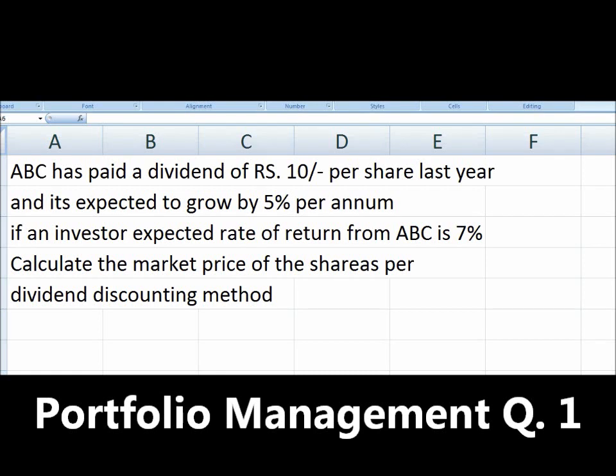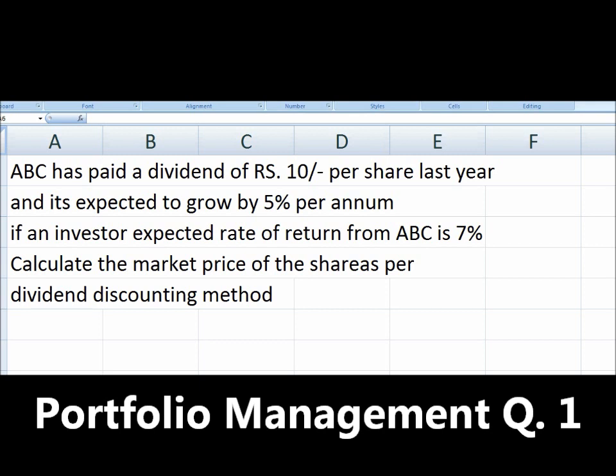Hello students, this is a question for you. ABC company has paid a dividend of rupees 10 per share last year and it's expected to grow by 5% per annum. If an investor's expected rate of return from ABC is 7%, calculate the market price of the share as per the dividend discounting method.